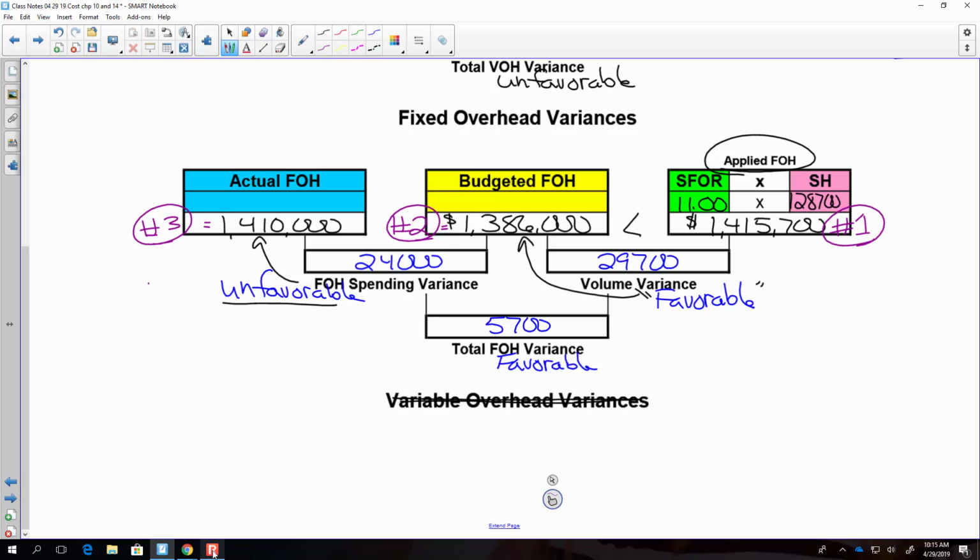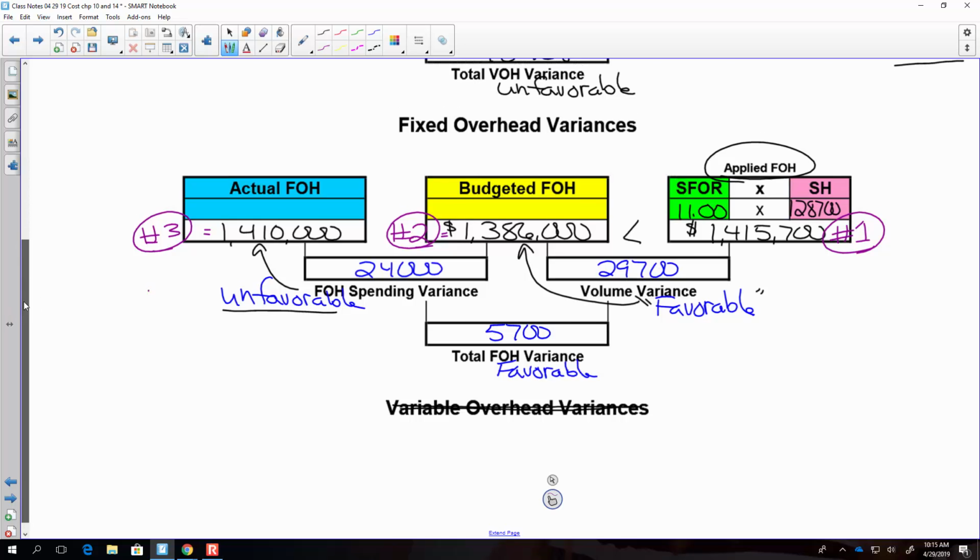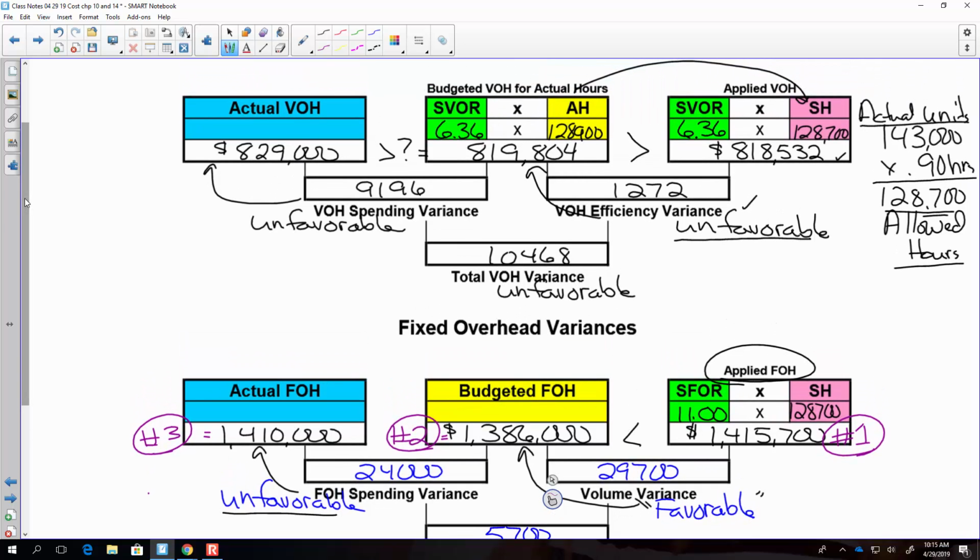Question 4, basically the same thing for variable, right? Question number 4, the answer is 818,532. What's 5's answer? 128,900, for question number 5. And question number 6 is the actual variable overhead. So those are the answers to the questions.